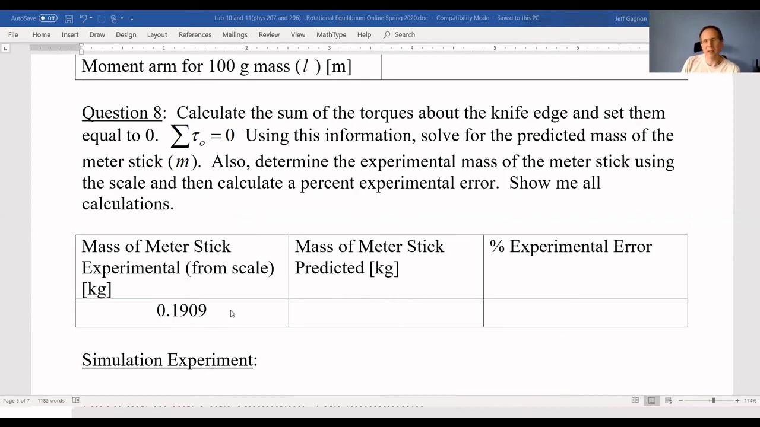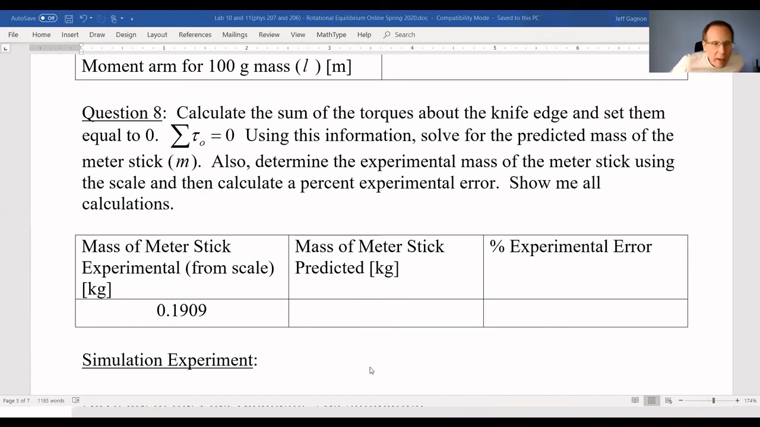So the other thing I did was I simply weighed the meter stick on the scale, and I got 190.9 grams. So if you convert that to kilograms, it's 0.1909 kilograms. So this came from the scale itself. This is going to come from your equation when you solve for M. You want to compare these two by computing the usual percent experimental error. So use the predicted one as your accepted value. So when you do this error calculation, divide by the predicted one.